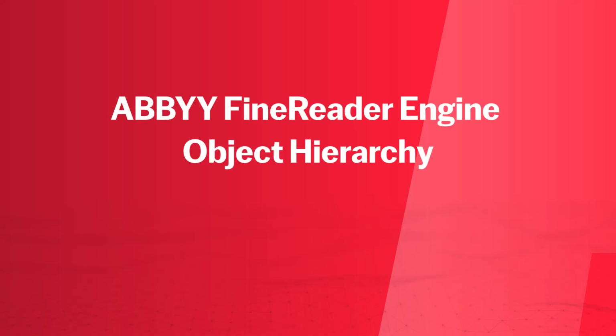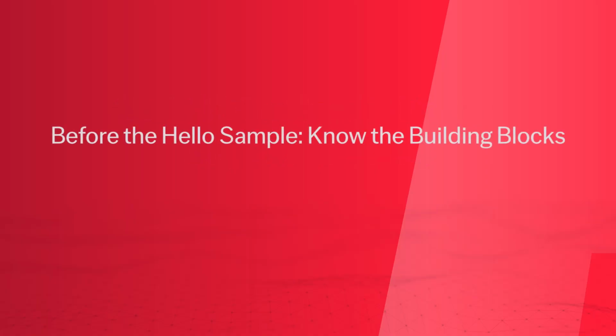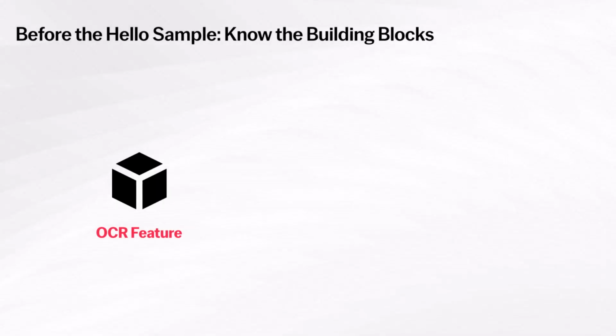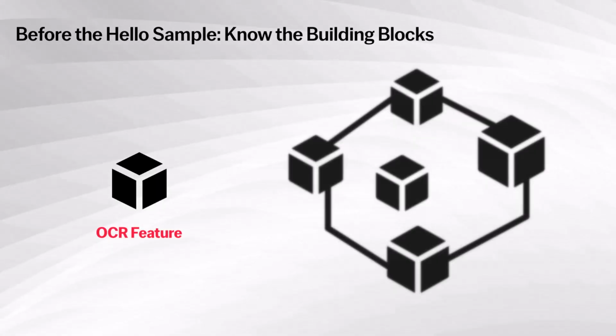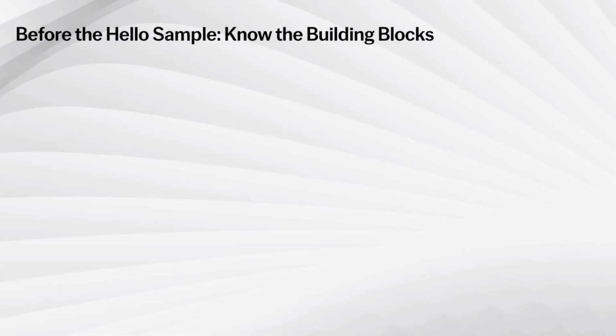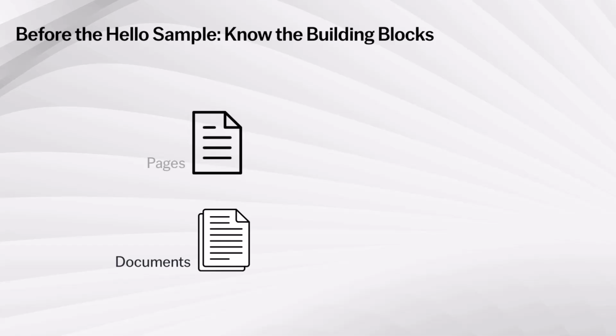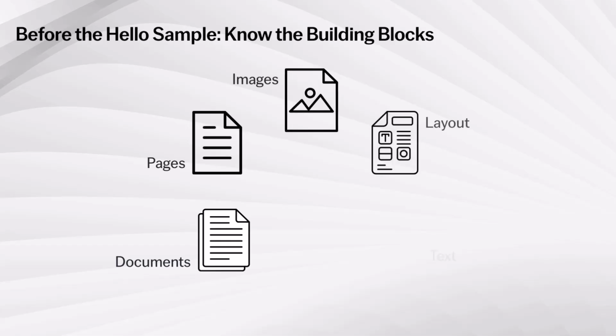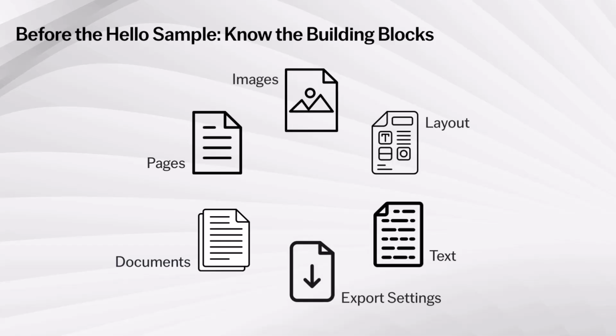In this short video, we will look at the object hierarchy in the API and where developers can find it in ABBYY Online Help. Before we dive into the Hello sample, let's review a few important basics. FineReader Engine is not a single callable feature, but a set of components working together. It is built around objects that represent documents, pages, images, layout, text, and export settings.